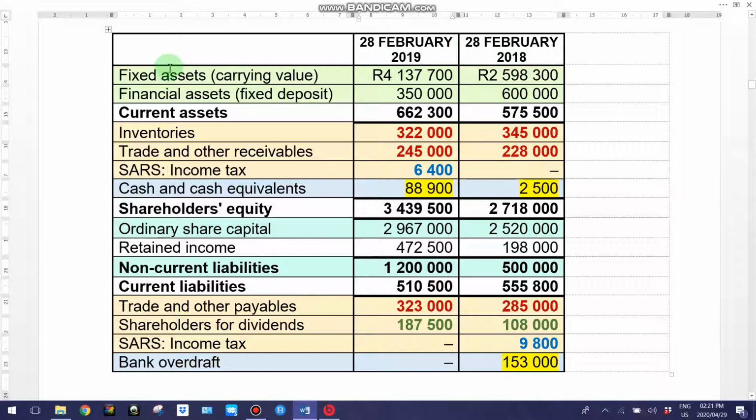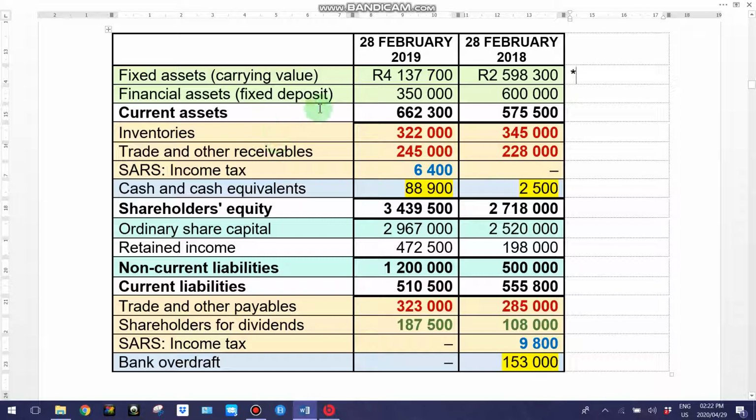So I've got my fixed assets here at carrying value. Like I said, this amount, I can see there's a difference there, but I don't know how much I spent to buy new assets, and how much I received for selling assets. So this one there, I'm just going to put a star to say, okay, I'm going to look at that one to see if there's any additional information that is going to help me there. I need more information.